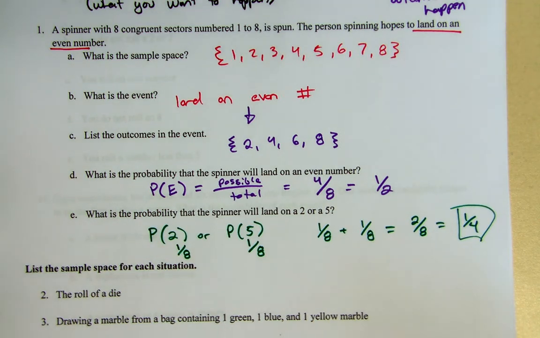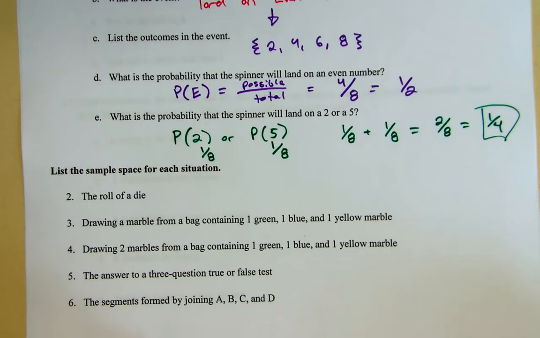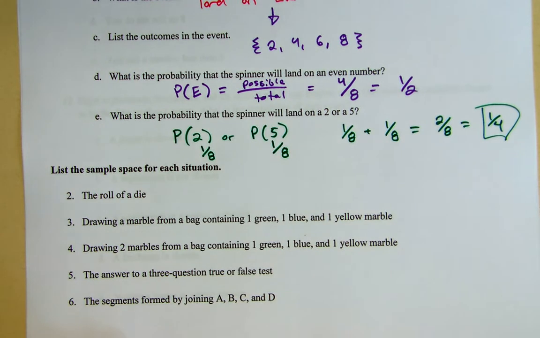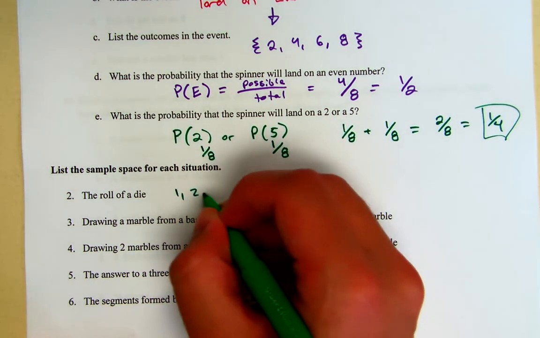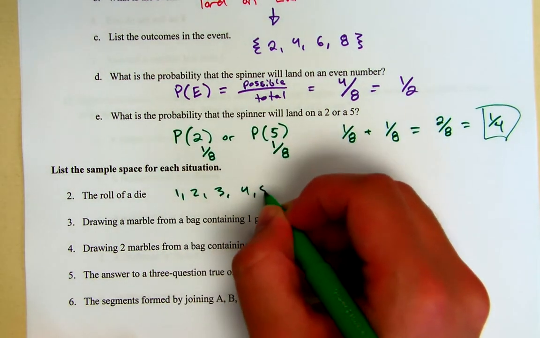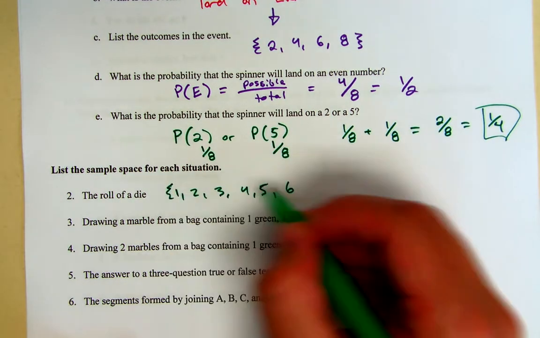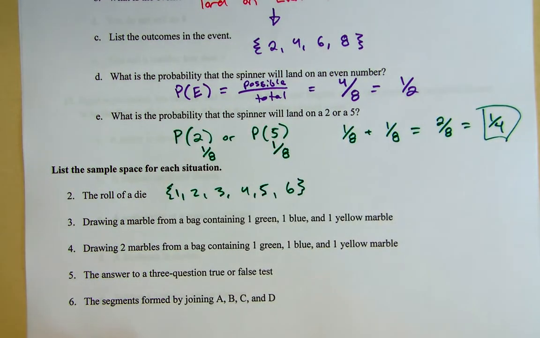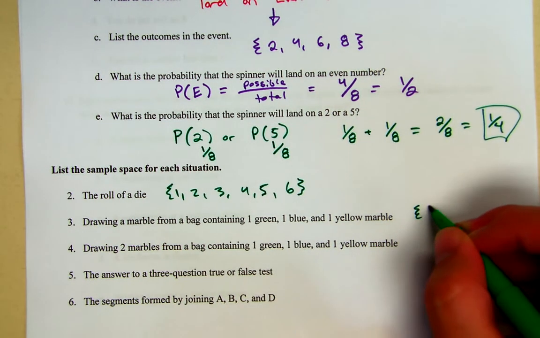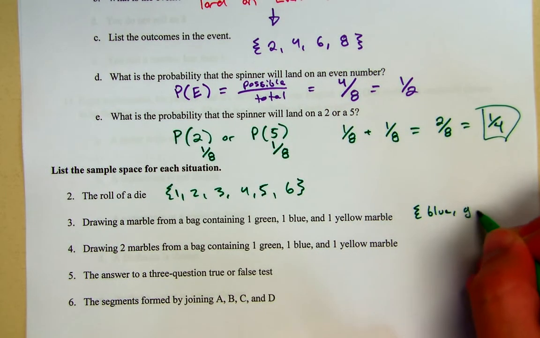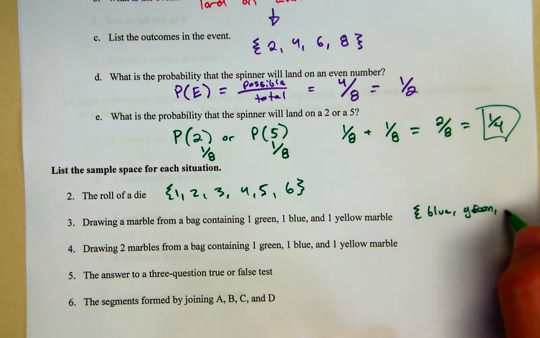Alright, so let's work on some more sample spaces here. Rolling a die. Okay, so you can get a 1, a 2, a 3, a 4, a 5, or a 6. Drawing a marble from a bag containing 1 green, blue, and yellow. So we've got blue, green, and yellow.